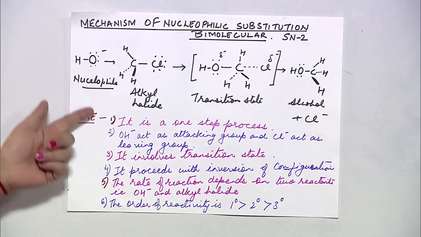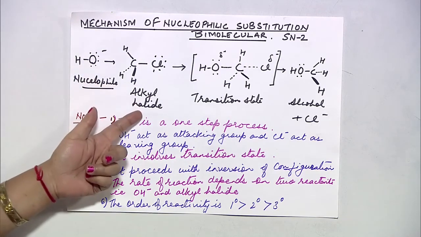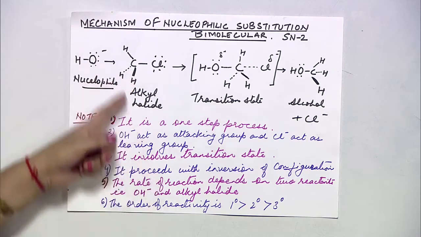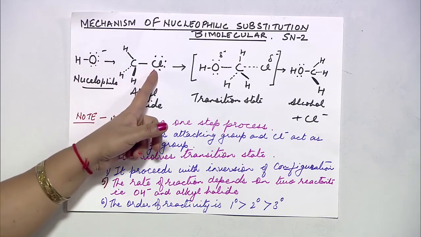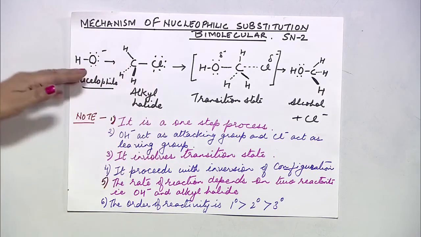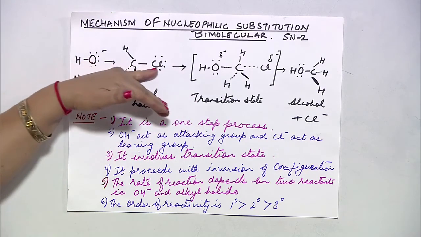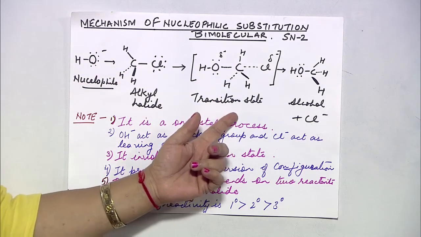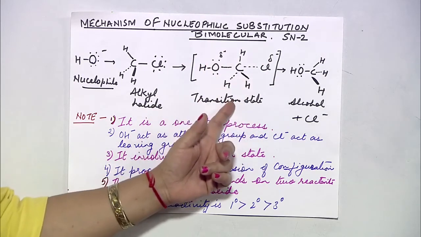Now, as you are observing here in the figure, OH is a nucleophile which is attacking an alkyl halide. This alkyl halide is a primary alkyl halide because on all 3 sides you have hydrogen and one is chlorine. You observe that OH attacks from the back side and slowly chlorine will go. This is the state which we call a transition state. Here the carbon is not now tetravalent.